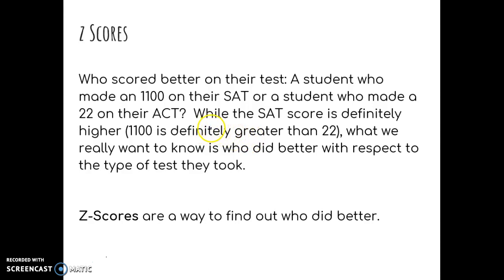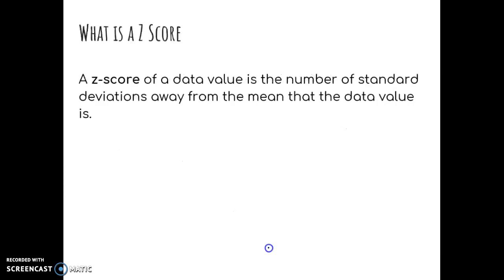So it's really hard to look at a score of 1100 and a score of 22, one being SAT, one being ACT, and know which score is actually better, because the scoring is completely different for both tests. So what we want to know again is who did better with respect to the type of test they took, and that's where z-scores come in. So we're going to use z-scores to figure that out.